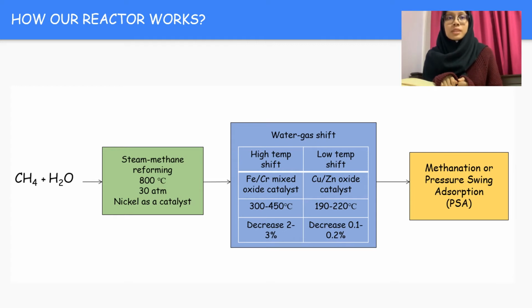Normally, the subsequent stage of the SMR process includes WGS reactions, which further convert carbon monoxide to carbon dioxide while generating more hydrogen. In the first stage, where a high temperature shift reaction is taking place, the gas is mixed with steam and passed over an iron mixed oxide catalyst at a temperature of 300 to 450 degrees Celsius in a fixed bed reactor, which decreases the carbon monoxide concentration down to 2 to 3%. In the second stage, the low temperature shift reaction, the mixture of gases is passed over a copper or zinc oxide catalyst at a temperature of 190 to 220 degrees Celsius, where the carbon monoxide concentration is reduced to 0.1 to 0.2%. Further hydrogen purification can be achieved using methanation or pressure swing adsorption, which is also known as PSA.